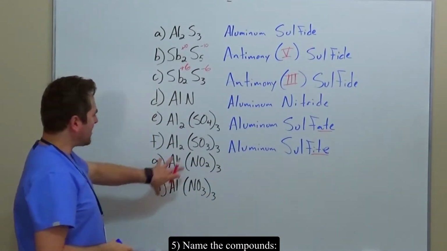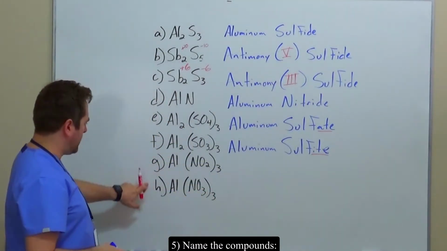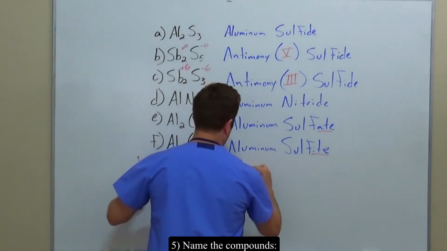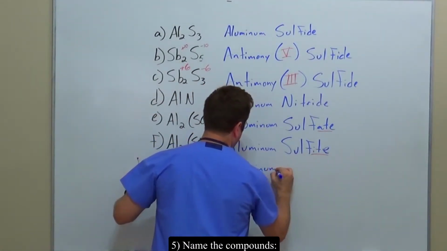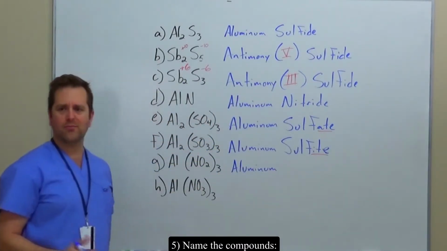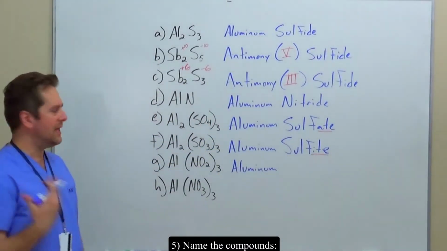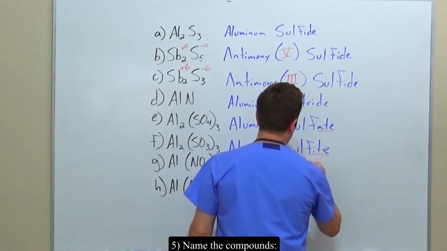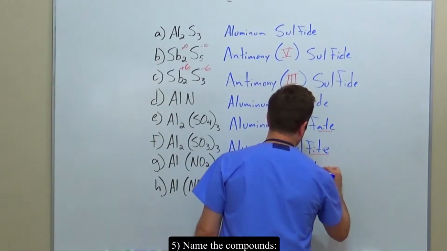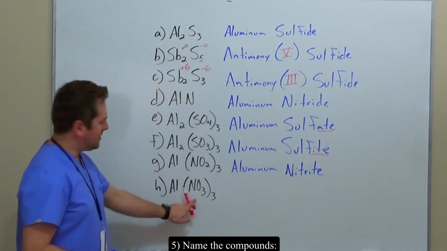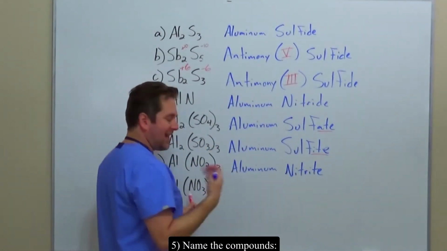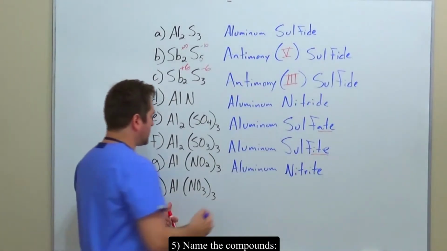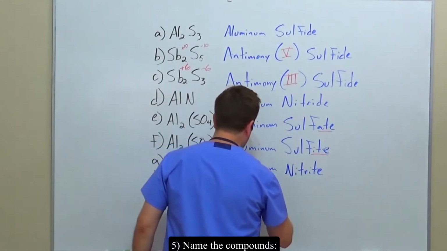All right, got the same thing going on here for letter G and letter H. We have aluminum, but we don't exactly have nitrate, right? We strip away 1 oxygen, so it has to have the -ite suffix. So we'll say aluminum nitrite. And then the last one, this one's easy. It's NO3, that is indeed the nitrate polyatomic ion, and it's aluminum nitrate.